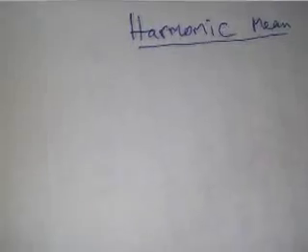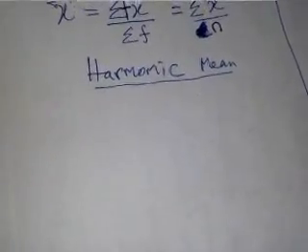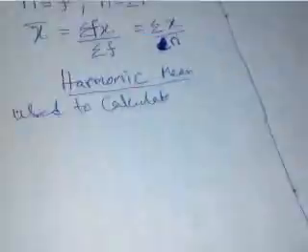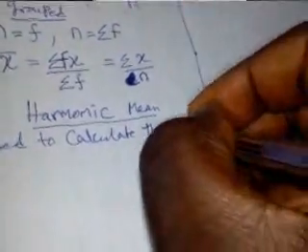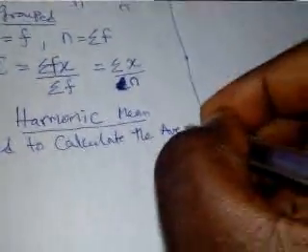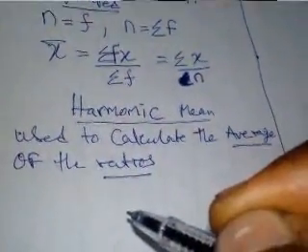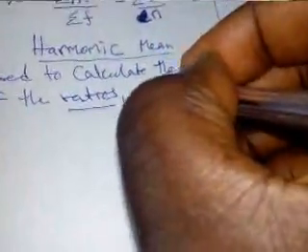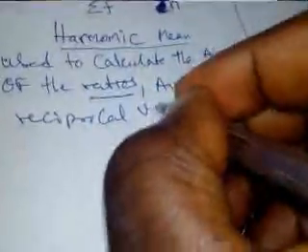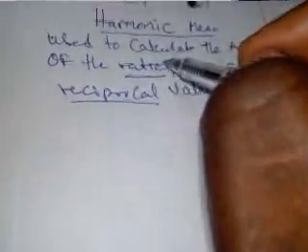What harmonic mean does is used to calculate the average of the ratios. Take note of this. So the average of the reciprocal values. Take note of this. We have average, ratio, and reciprocal.